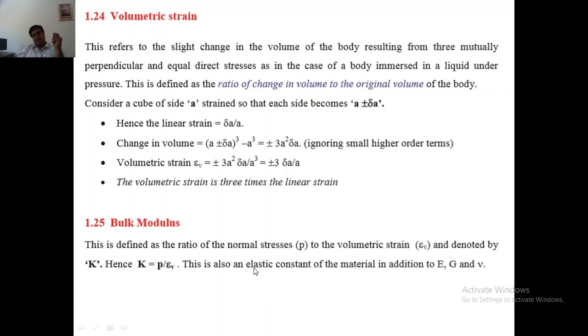So you can see here, all these are called elastic constants of the material. Young's modulus, rigidity modulus, Poisson's ratio, and the bulk modulus are called the elastic constants of the material. And epsilon v is for volumetric strain. Epsilon is for strain, v is for volume. And volumetric strain is 3 times the linear strain.